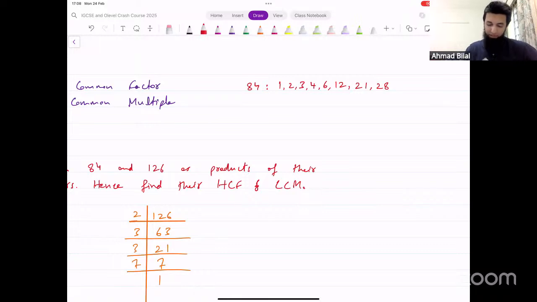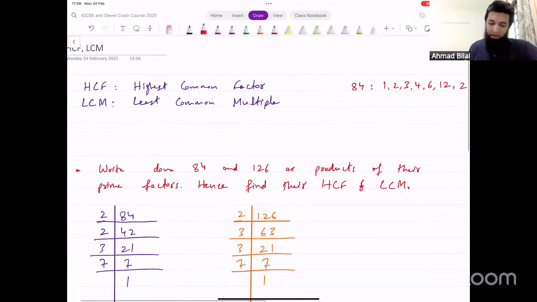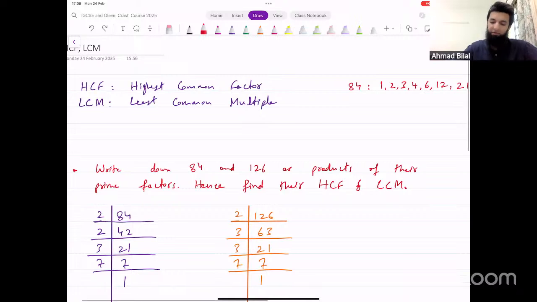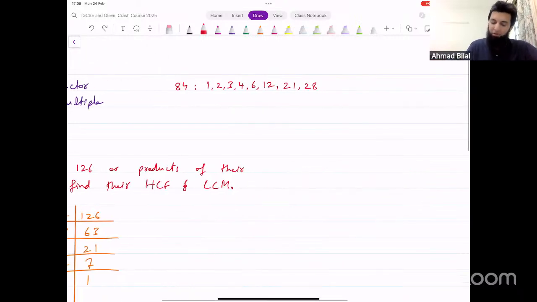Yeah, so I just want to show you what highest common factor means first, and then we'll find that in a moment. Let's write down all the factors first of all. 1, 2, 3, 4, 6, 12, 21, and 28. 28 is a factor, right? 28, 56, and yeah, that works. And then you have 2 times that, that's 42, and then finally 84. These are all the factors of 84.